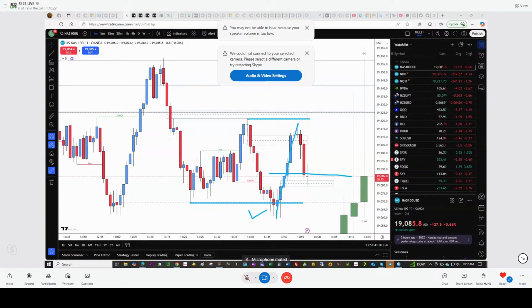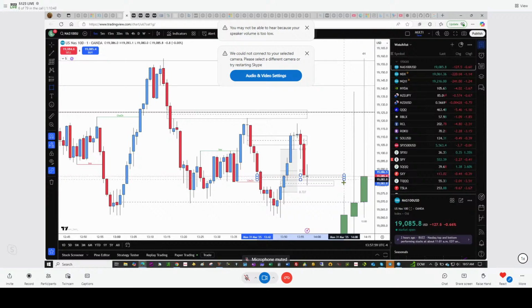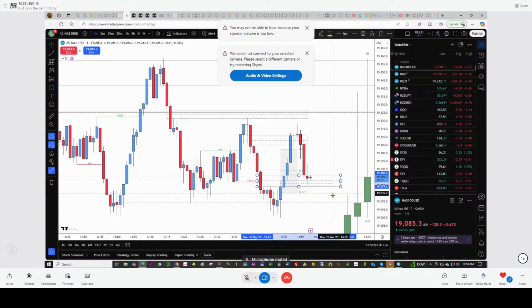Let me just mark it to be sure where we are. 50% from here to here puts us right there. Yeah, so we're at the 50% level, below 50% into this gap. And we also have an inverted gap from this side. So everything is looking pretty good here for a reversal to the upside.